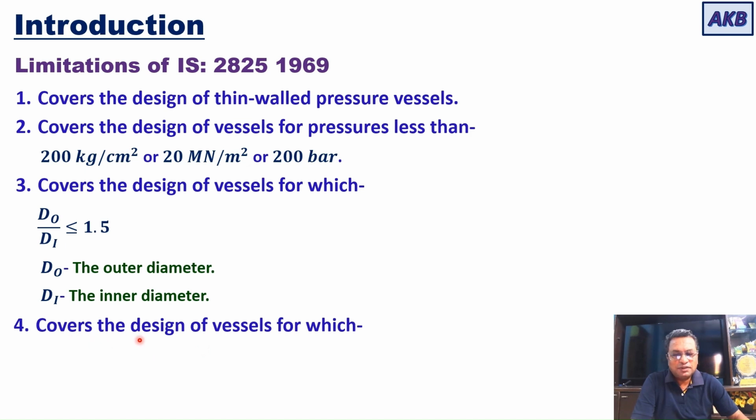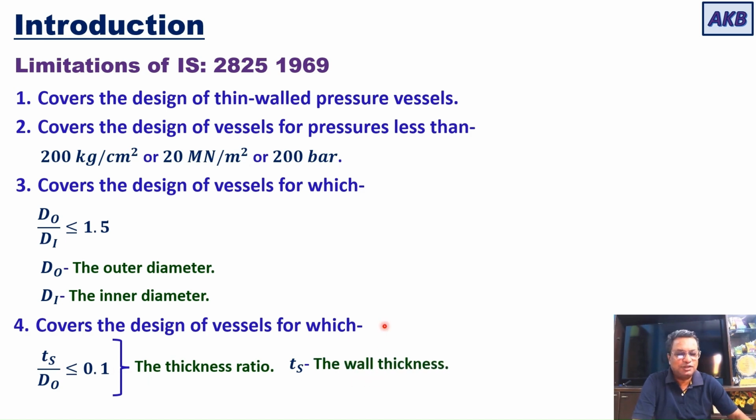Or you can say it covers the design of vessels for which TS upon DO, where TS is thickness of the vessel and DO is outer diameter, this ratio is less than or equal to 0.1. And this ratio is called the thickness ratio. In this case, TS is the thickness of the vessel, or wall thickness for the vessel.